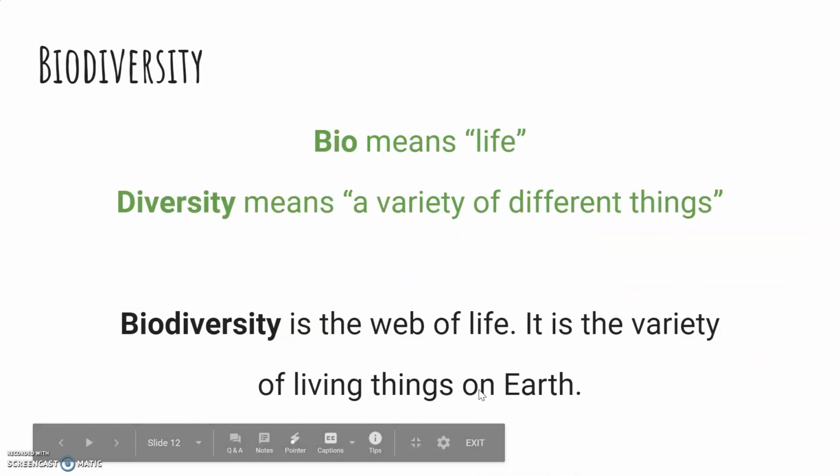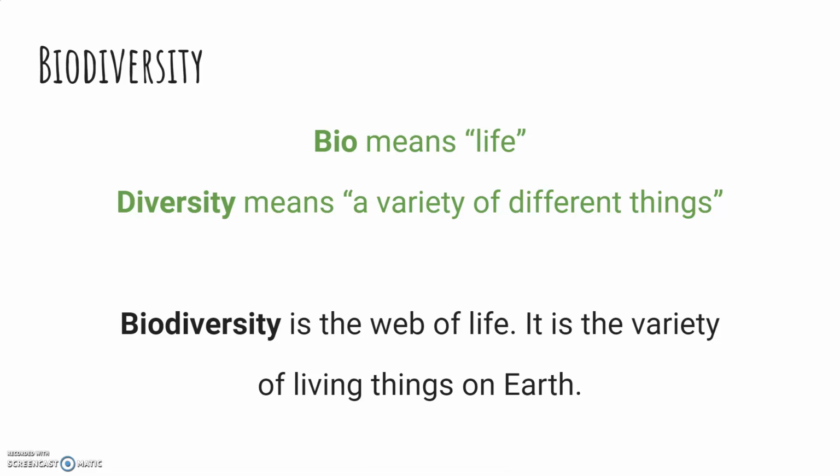So biodiversity, there's that word again that I said we'd talk about. Bio means life, and diversity means a variety of different things. So biodiversity is the web of life. It's the variety of living things on Earth. So if you think about the food web that you created, think about how really, really complex it really is.